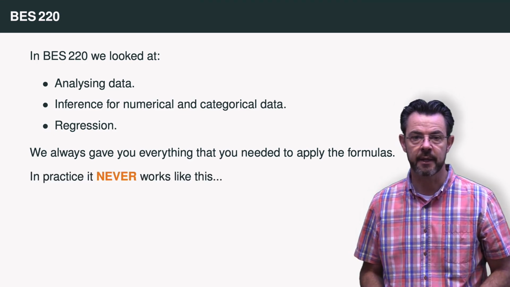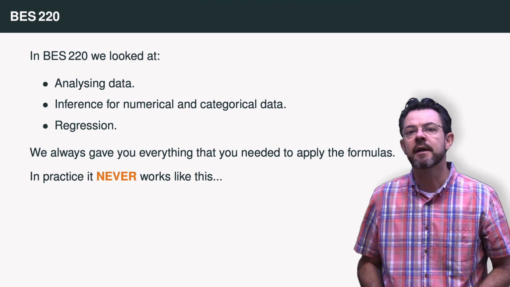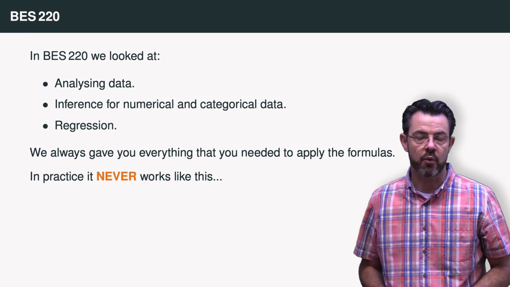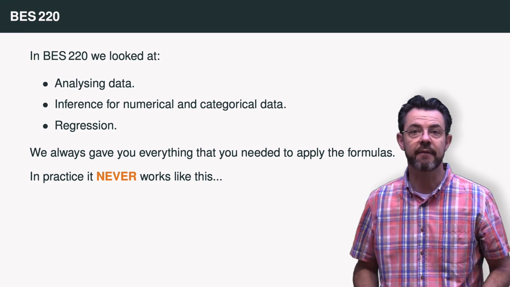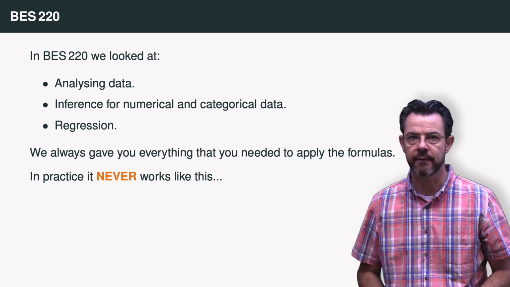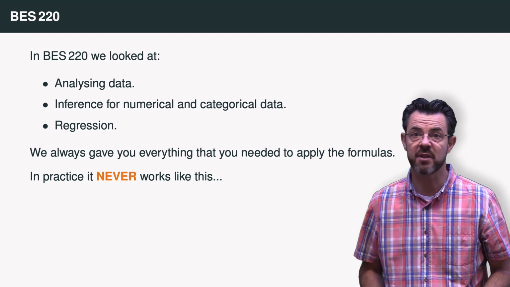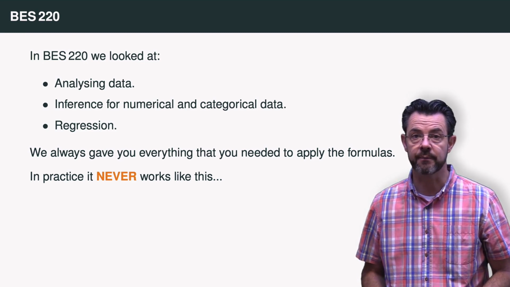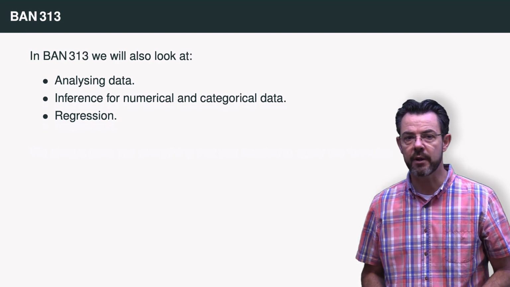and you were given the data and you just had to plug things together. In practice, however, it rarely, if ever, works like this, where you're given the formula and the associated data that you actually need. If it was that simple, somebody else would have solved it and would not have employed you or asked you to actually do it. So what do we do in BAN 313?